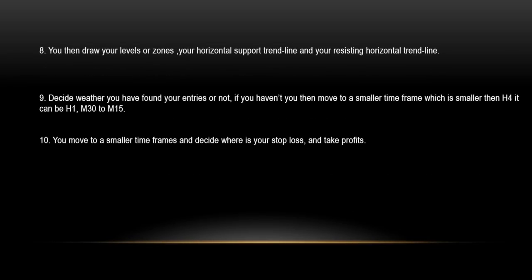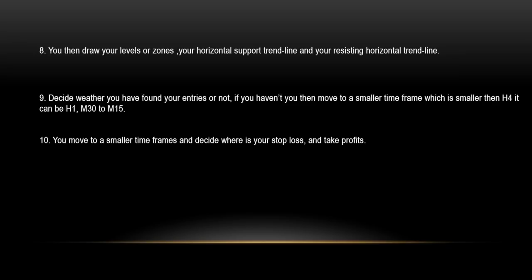Which entries am I going to be taking? On number 8, you then draw your levels or zones, your horizontal supporting trend line and your horizontal resisting trend line. Your zones are your so-called horizontal supporting trend lines and resisting horizontal trend lines. Those are your levels, which are your zones that you then start drawing.